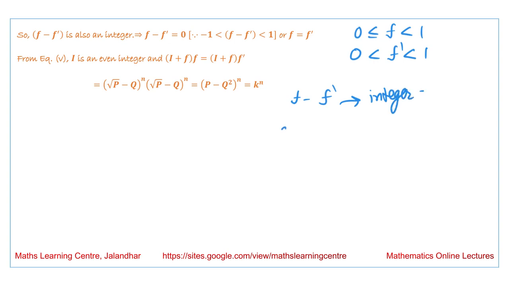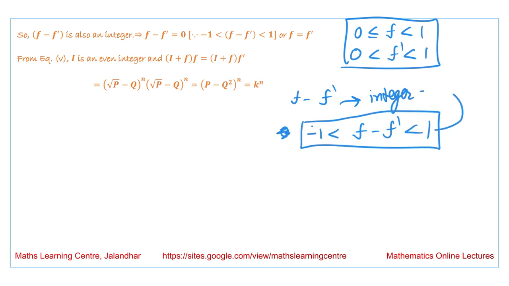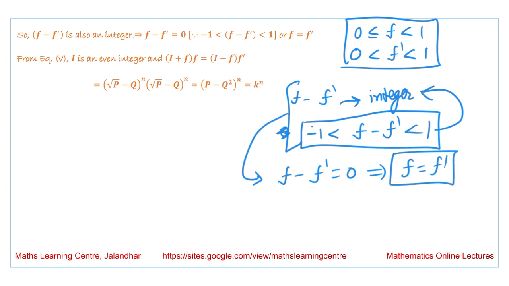So what we obtain is that, look at these values. On subtracting both these results, we are saying minus 1 is less than f minus f dash is less than 1. And the second condition we have is that f minus f dash is an integer. So both these conditions imply that f minus f dash is 0. So this implies f is equal to f dash. Now if we calculate the value of I plus f into f, that is equal to I plus f into f dash.